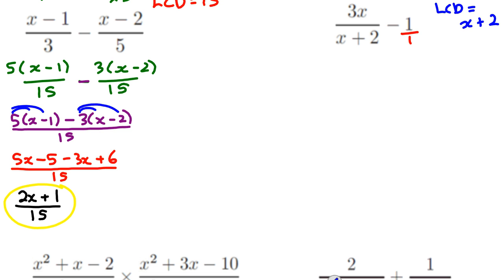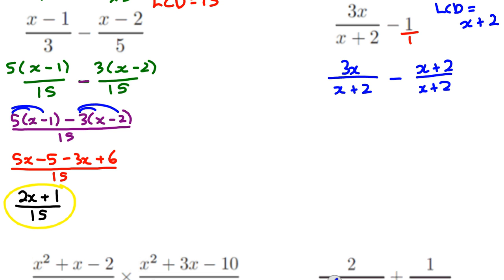So we need to write them both as being over x plus 2, minus something over x plus 2. So the first fraction already is over x plus 2, so no need to adjust that. But 1 over 1, to make the denominator become x plus 2, we have to times it by x plus 2. So do the same to the top. So the top becomes x plus 2. That makes sense. X plus 2 over x plus 2 is just 1.